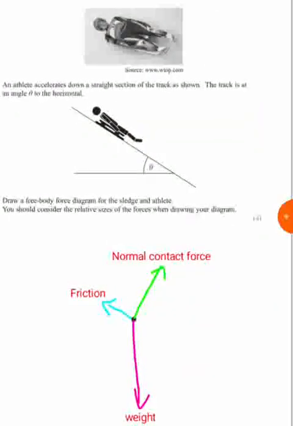So this is the diagram. Weight is there, normal contact force. So you must make sure that friction should be smaller than normal contact force, because at the starting point, friction is smaller. Drag force is larger since it's a slope. Therefore the friction force arrow should be shorter compared to the others.